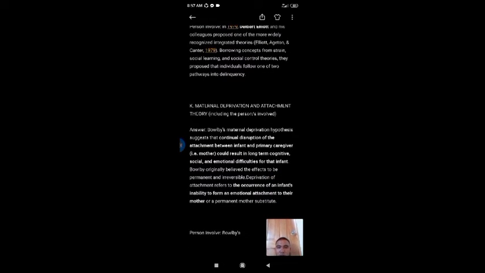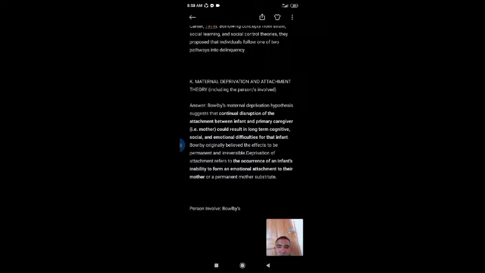So, the last topic of this number 2 is the key maternal deprivation and attachment theory. Bowlby's maternal deprivation hypothesis suggests that continual disruption of the attachment between infant and primary caregiver, for example a mother, could result in long-term cognitive, social, and emotional difficulties for that infant.